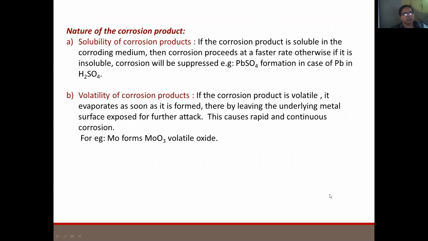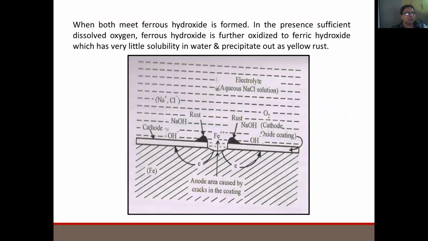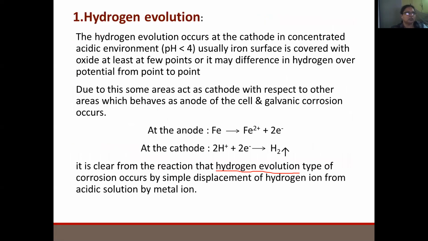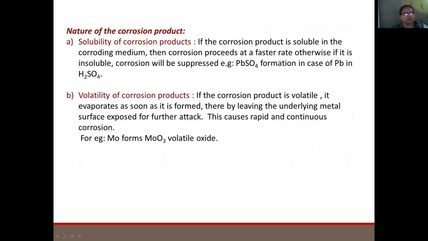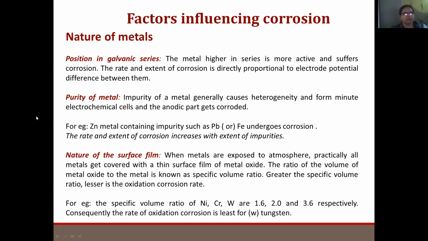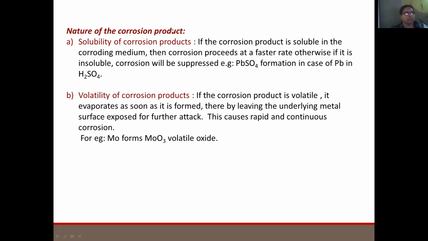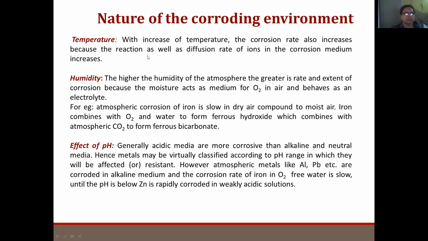So in today's lecture we have studied wet corrosion or electrochemical corrosion, that is evolution of hydrogen and absorption of oxygen, and factors influencing corrosion, that is nature of the metal, in that position in the galvanic series, purity of the metal, nature of the surface film, nature of the corrosion product, and then nature of the corroding environment, that is temperature, humidity, pH. So this is about the factors influencing corrosion. Next class we'll go for prevention of corrosion.